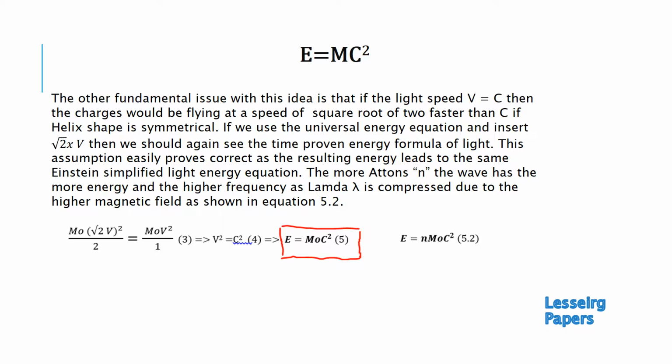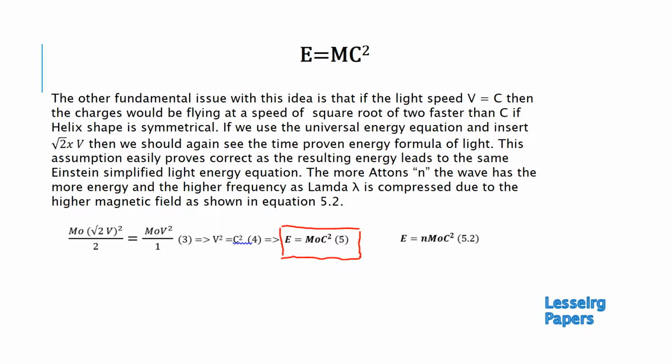There's another little change to this. As the energy of the electromagnetic wave increases, the only way that this can happen is if more atoms are flying in this helix. So the simple form is that the energy of this helix is n times the mass times c squared.